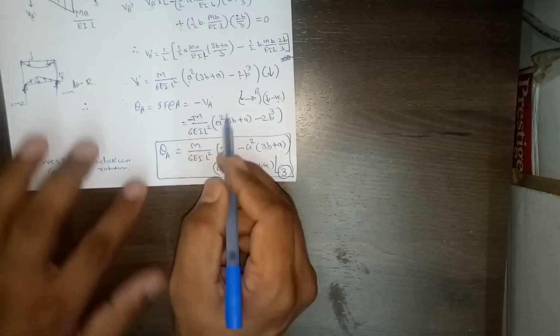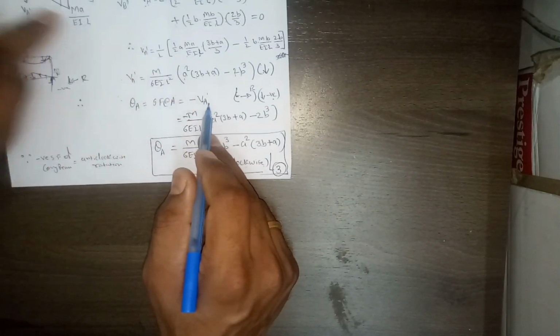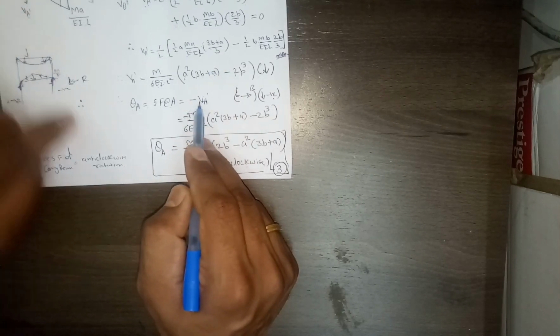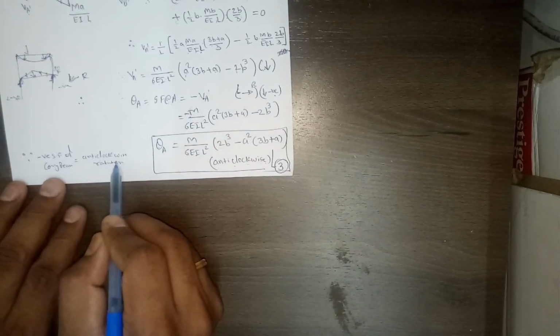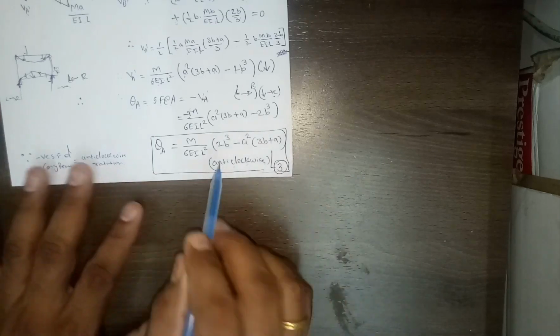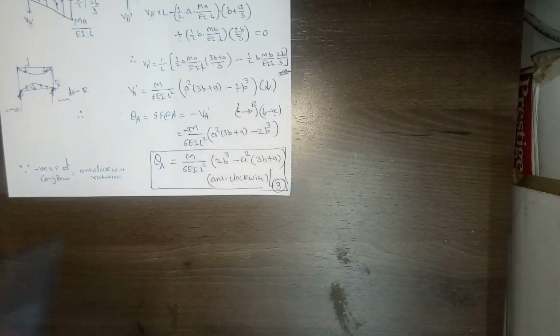This is negative. See, we are taking the value of this force and the direction of this one. So this is downward, this is the downward force. So that's how it is negative. And negative shear force indicates anti-clockwise rotation. So this much theta A will rotate in anti-clockwise direction. Right? So next we will calculate theta B.